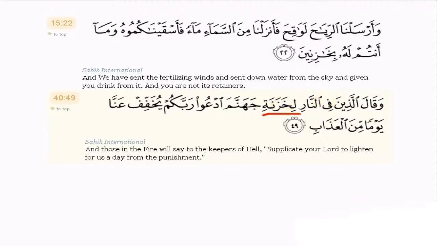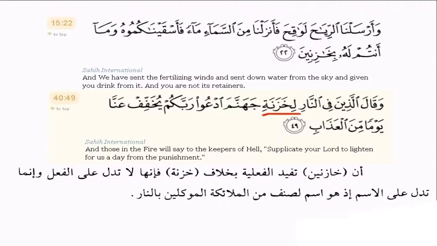So what scholars say, إن الخازنين تفيد الفعلية بخلاف خزنة. So this here is close to the fi'l, as we said, while khazana refers to a group of angels responsible for preserving and guarding the hellfire. So here it's referred to as a title rather than somebody engaged in the action.